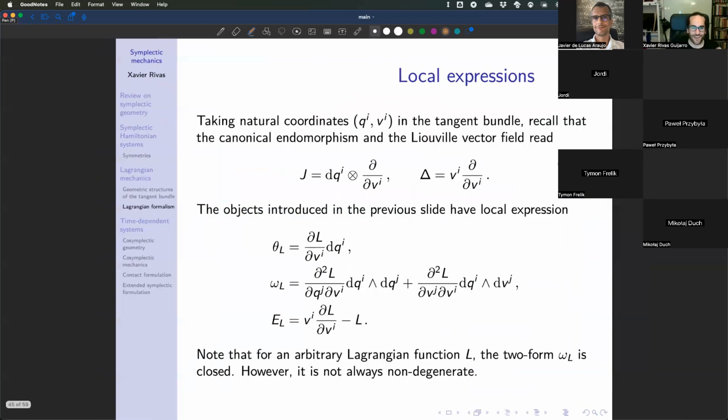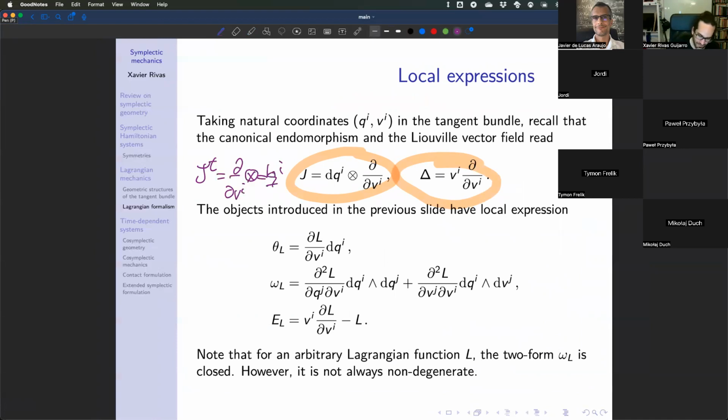Okay, so what do all these things look like in coordinates? We already know that the canonical endomorphism is this. This is the Liouville vector field. I will add also this thing here, because this is just, of course, the transposed. And okay, the Cartan 1 form looks like this.